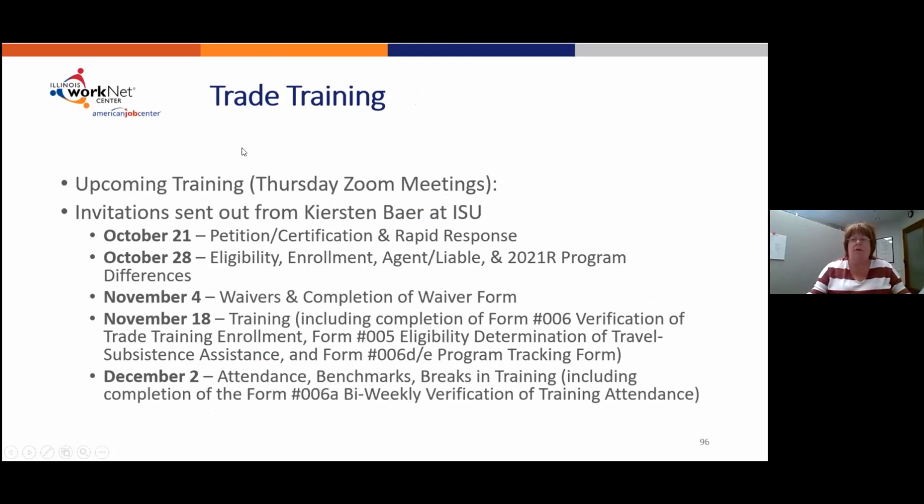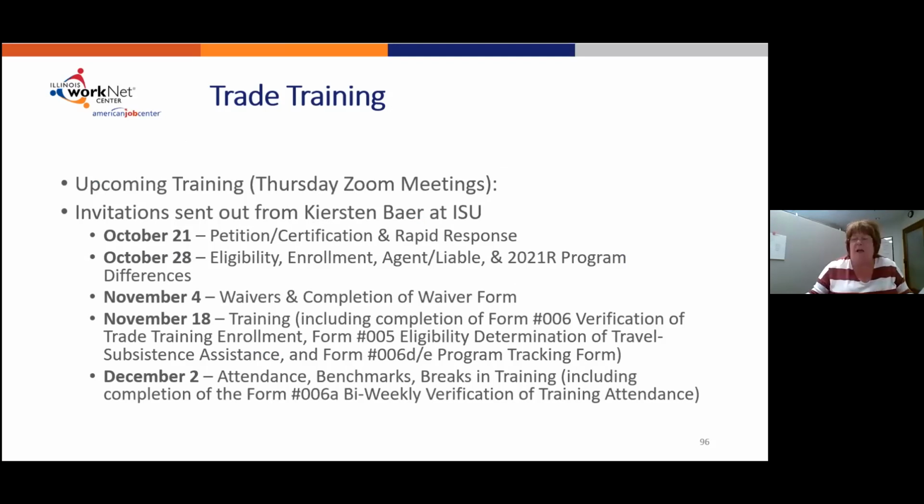And here are the upcoming trade training sessions that we have. We're doing these on Thursdays. They're going to be through the Zoom meeting platform like we've done today. Invitations have been sent out by Kirsten at ISU. And here's the upcoming training session. Next week, October 21st, we are going to go through the petition certification process and rapid response.